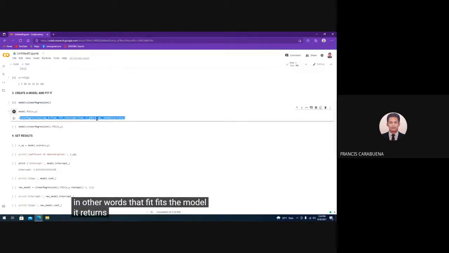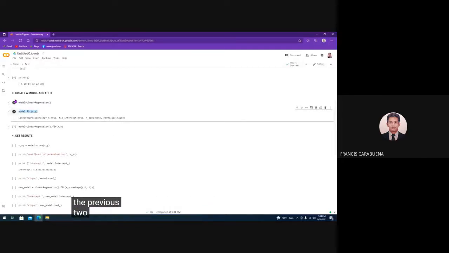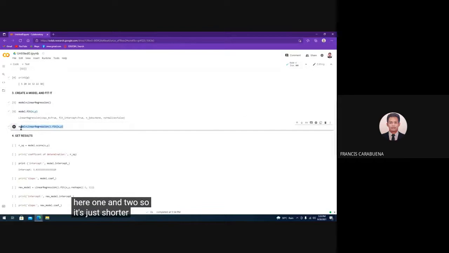It returns self, which is the variable model itself. That's why you can replace the last two statements with this one: model = LinearRegression().fit(x, y). Let's try to run this. So this statement does the same thing as the previous two, here, 1 and 2. So it's just shorter. So you can use this or you can use the other one.